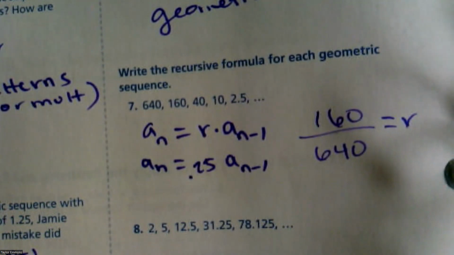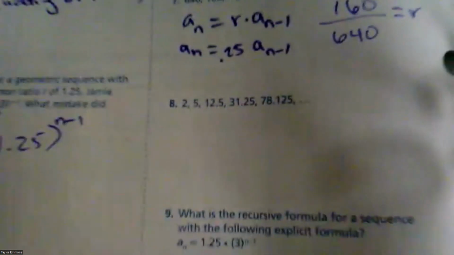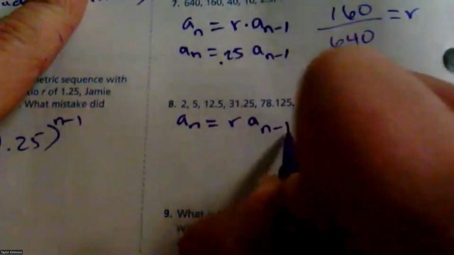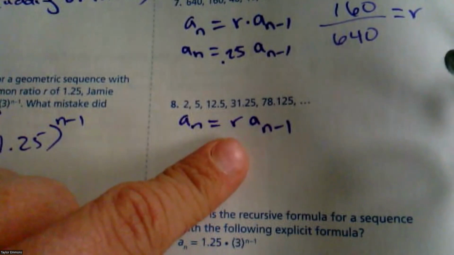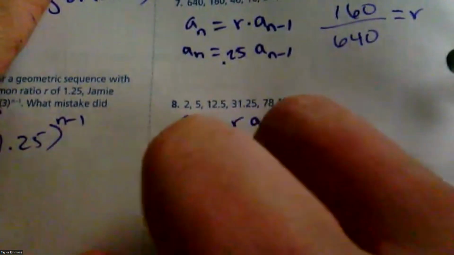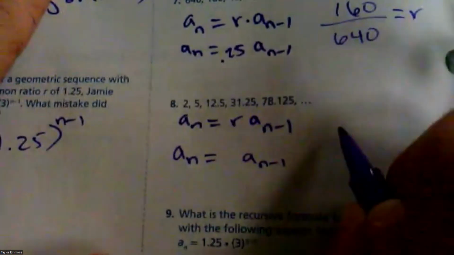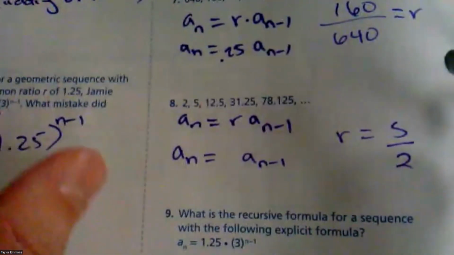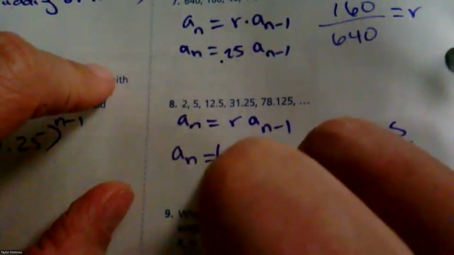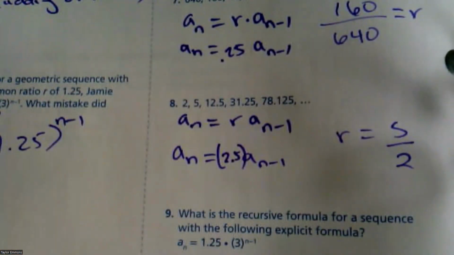Did you finish 8, 9, and 10? All right. Looking at number 8, we're going to write the recursive formula for this one. Again, here's our recursive formula. All we're going to do is fill in what r is. So we're going to keep the a sub n and keep that a sub n minus 1. For r, we're going to take the second and divide by the first. And so that's going to give us 2.5. Okay, and so we plug that in for our rate.